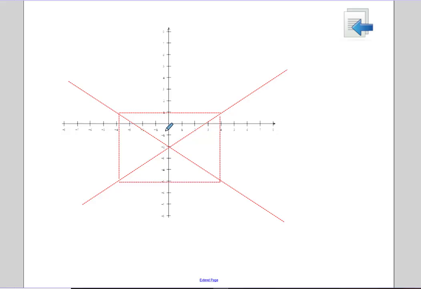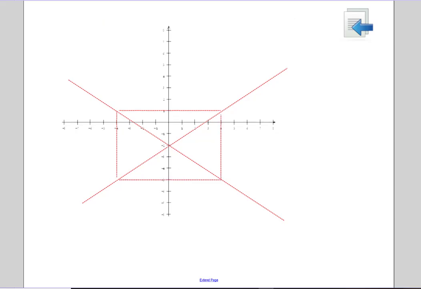Here's my box. So if I go to the right 4 and to the left 4, we're moving that direction 4 off of the center. So our center, we said, was at 0, negative 2. And if we go to the right 4 and to the left 4, you can see where our vertices are. And if we go 3 up and 3 down, you can see where the minor vertices are located.